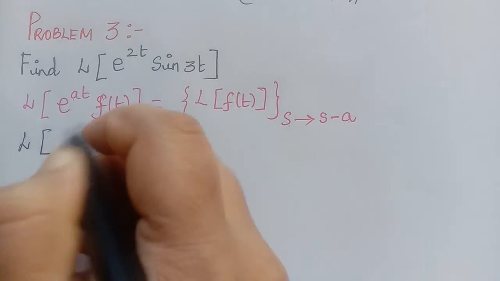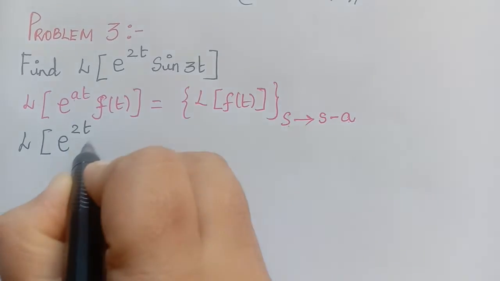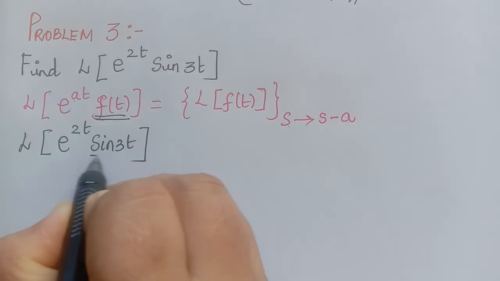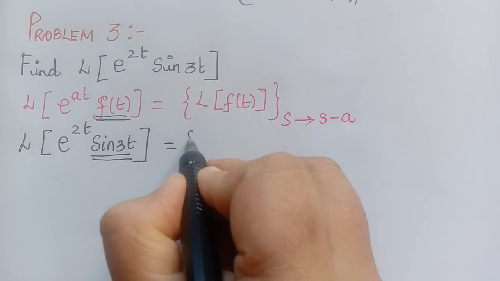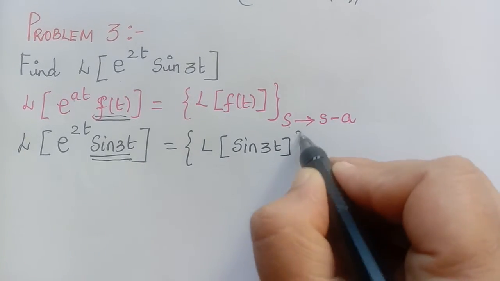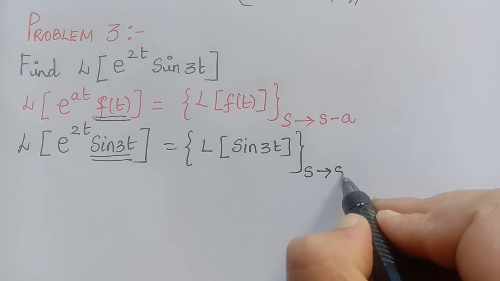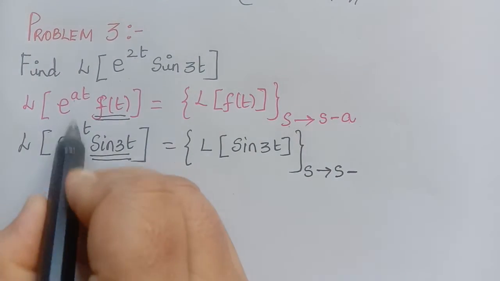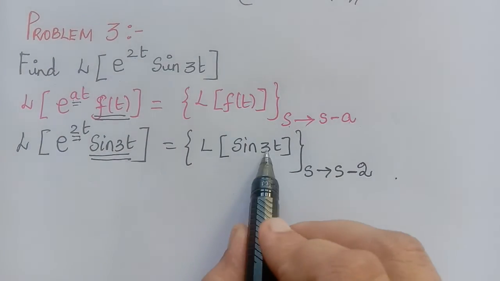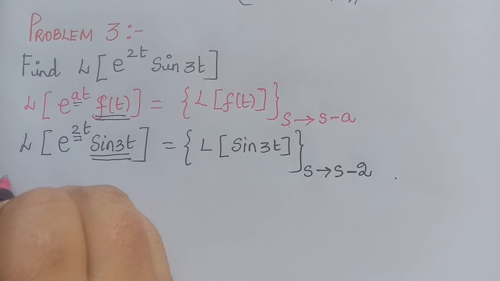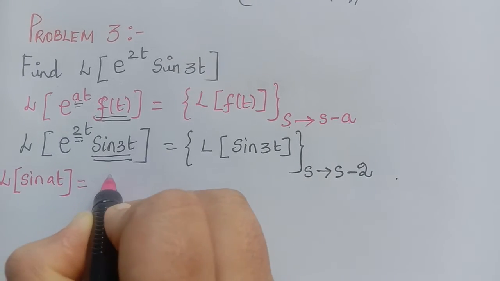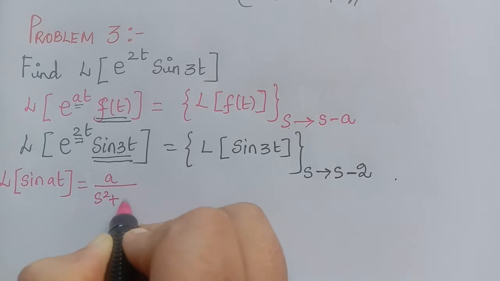So the Laplace transform of e to the power 2t sine 3t is what we have to find. When we compare, we see that f of t is sine 3t. So this will be equal to the Laplace transform of sine 3t, and after finding that, we have to replace s by s minus a. What is a? The value of a here is 2, so s minus 2. First let us find this, for which we will have to use the Laplace transform of sine at formula, which is given by a divided by s square plus a square.